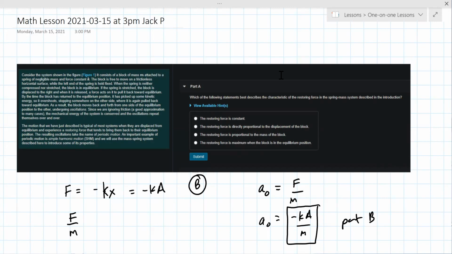All right, so when the block is at its equilibrium position, the acceleration is 0. If the block is moving left or right, it has an acceleration, but right here, the acceleration is equal to 0 for part C. That's correct. On to D.